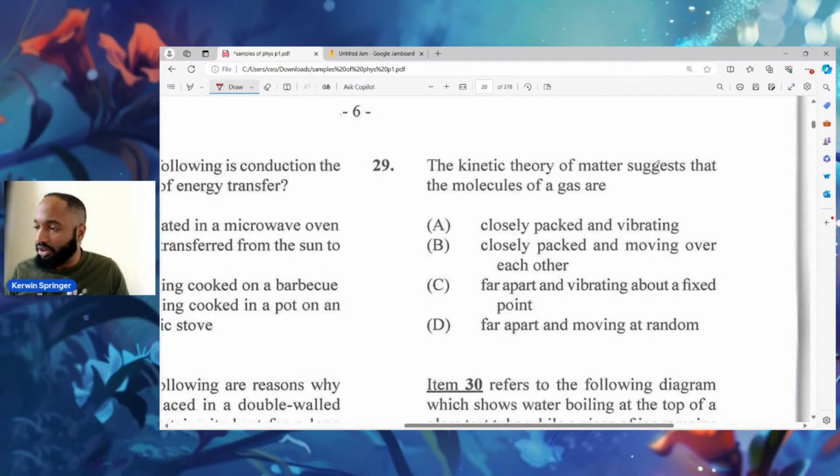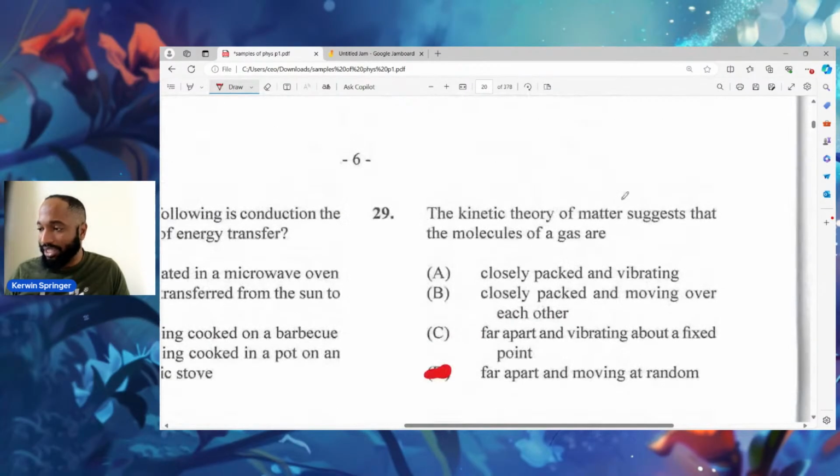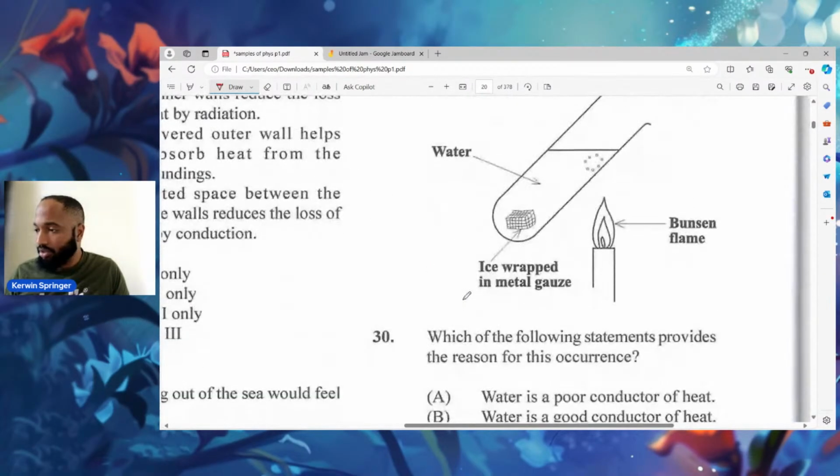The kinetic theory of matter suggests that the molecules of a gas are closely packed and vibrating, closely packed and moving, far apart and vibrating, far apart and moving at random. I mean, everybody's supposed to get that one right.